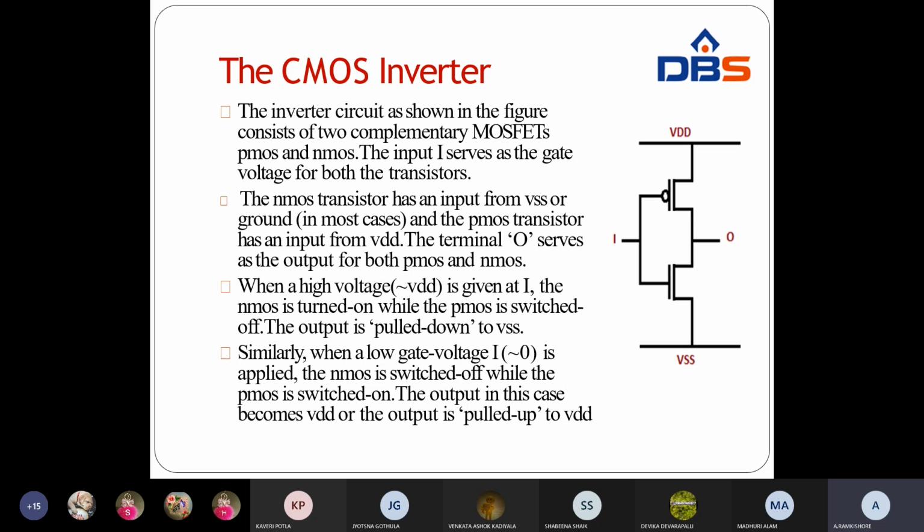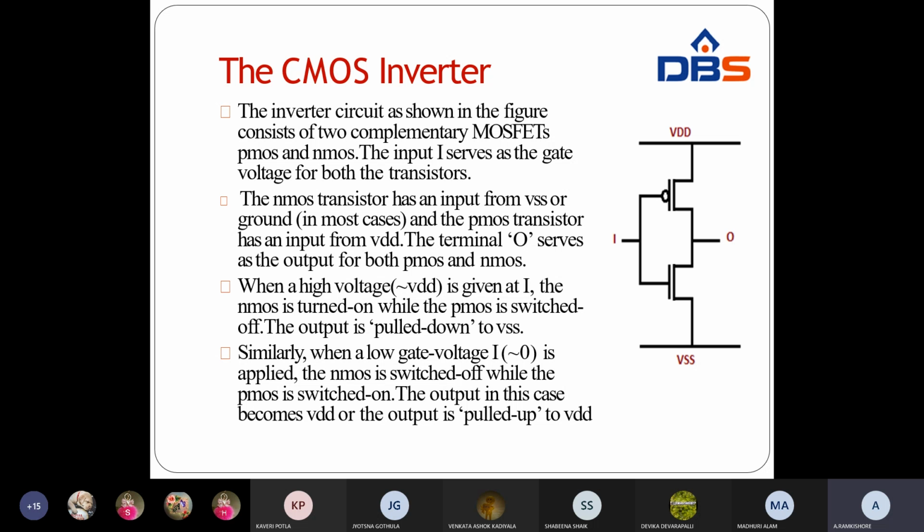First of all, we consider the input is 0. At the place of I, I am applying 0, and that is applied to both the P-type and N-type transistors. In the case of the P-type transistor, the gate voltage VGS exceeds the threshold voltage, and whenever VGS crosses the threshold voltage, a channel is formed from the source to drain terminals.